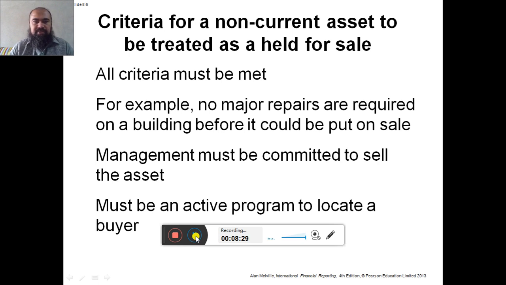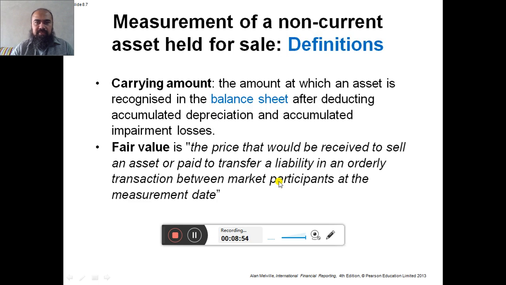So if we explain in this way, in our previous example, there should not be a major repair required. Management must be committed to sell the asset. It shows that their intention is there, and there must be an active program to locate a buyer. These points are explaining the previous four conditions. So we come to the next slide.